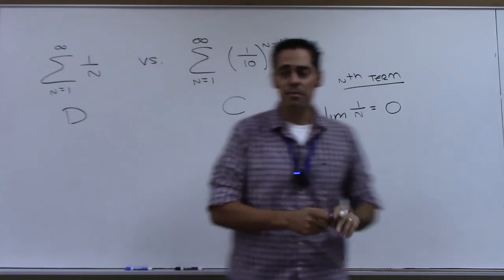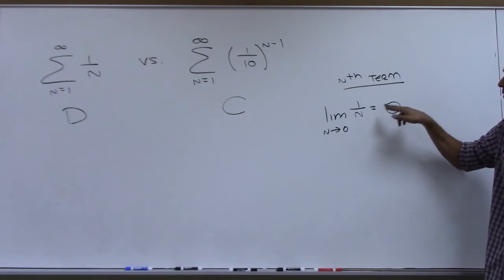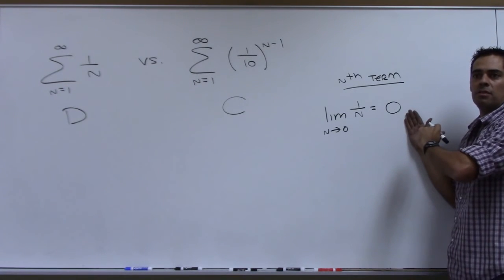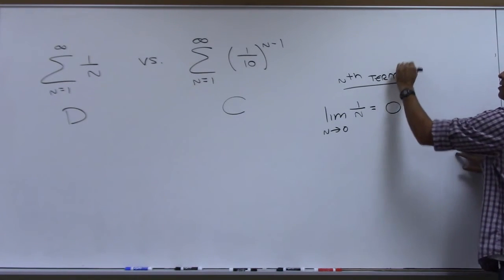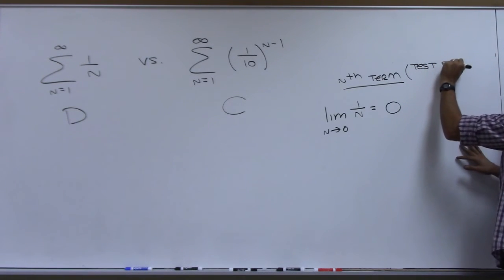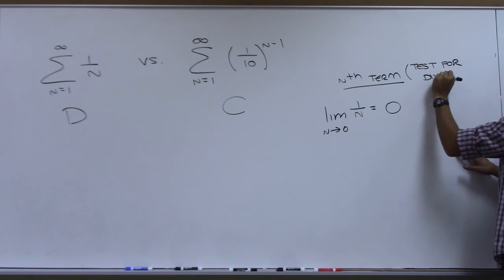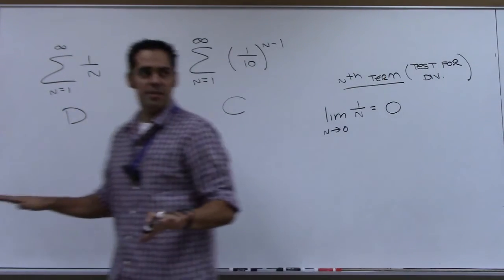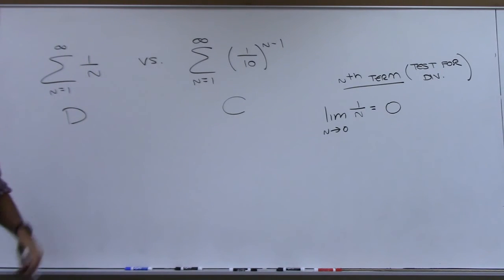The only thing the nth term test is good for is if this thing came out to be 1, then you could say it diverged. You could almost call the nth term test a test for divergence, to help you see that that test only tells you one thing, divergence, and that's it. Understand? We'll practice with this more.